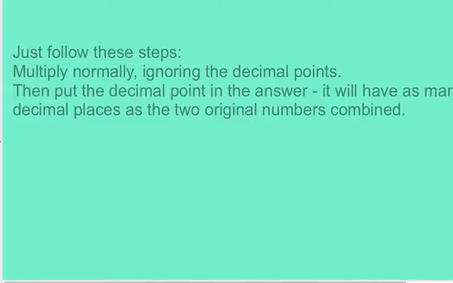When multiplying decimals, you just follow these simple steps. You multiply normally, ignoring the decimal points. Just pretend they're not even there. Then put the decimal point in the answer, and it will have as many decimal places as the two original numbers combined. And you may be like, what is she talking about? Well, we'll look at it a little bit more carefully, so just hang on.